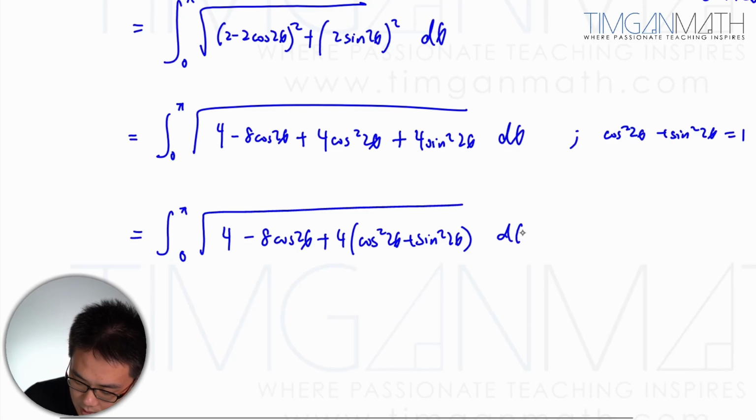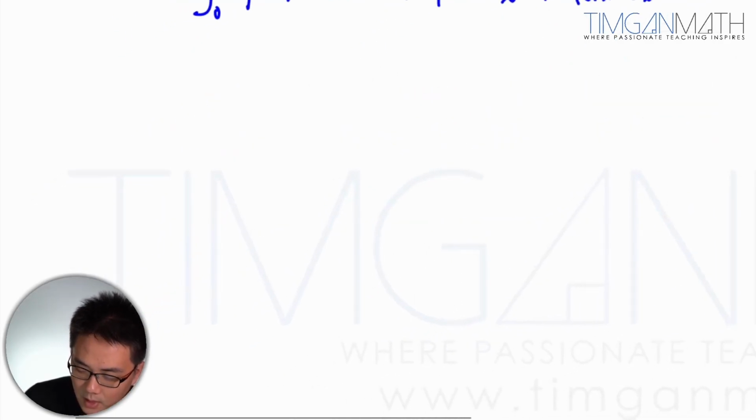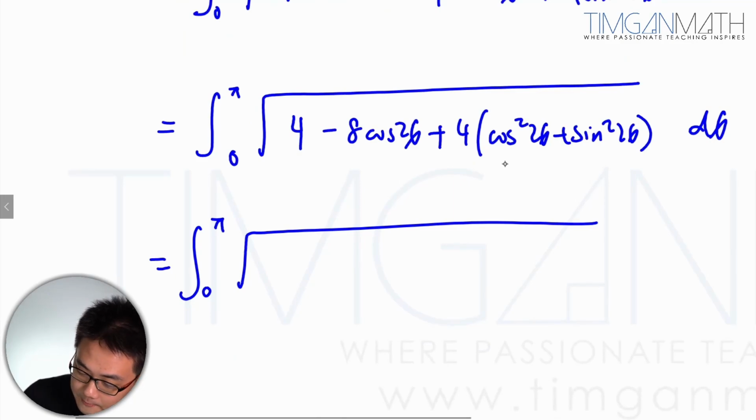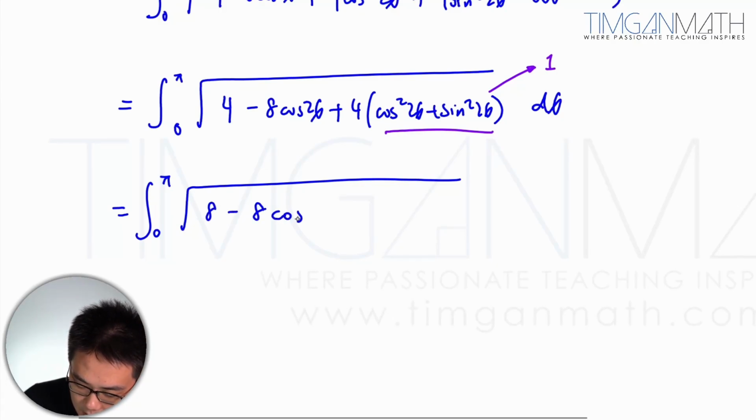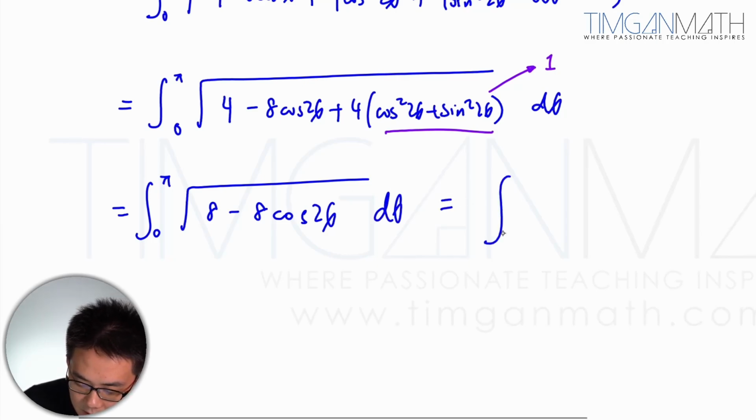You could skip steps if you want to, but I'm trying not to skip too many steps here. So that 4 plus 4 will be 8, minus 8 cosine 2 theta, d theta. Once this is done, we get the integral of root of 8 times (1 minus cosine 2 theta) d theta.